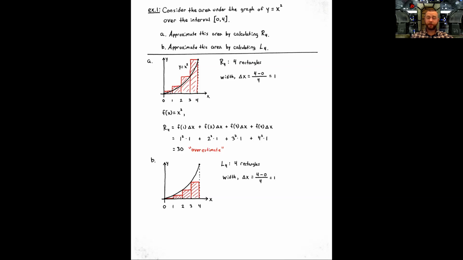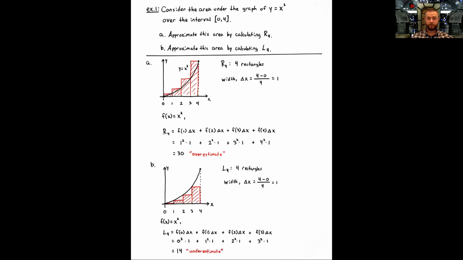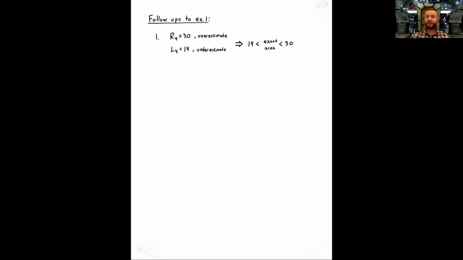It's pretty much a similar calculation to above, but our 4 left endpoints are a little bit different. They are 0, 1, 2, and 3. We plug those left endpoints into the function. That determines the height. We multiply each of those heights by the width, delta x, which is still 1, and we get our underestimate as 14 units. We're going to see more examples, but let's take a look at some follow-ups to that.